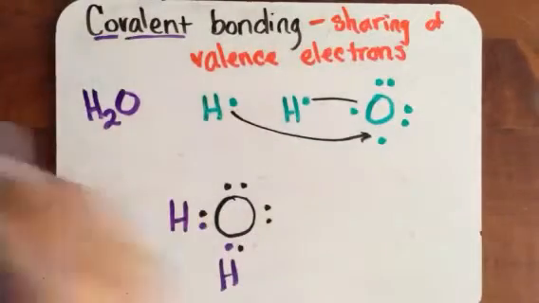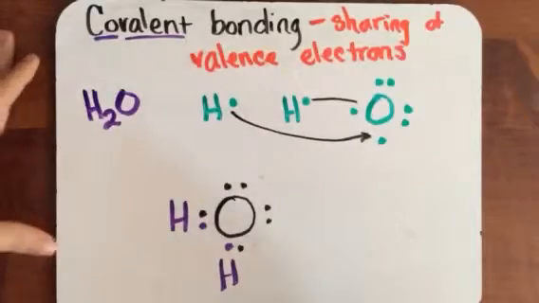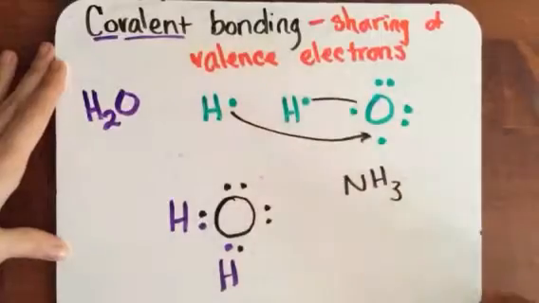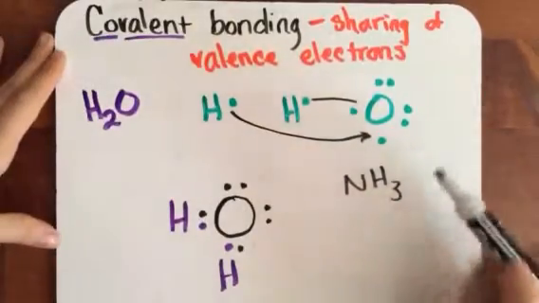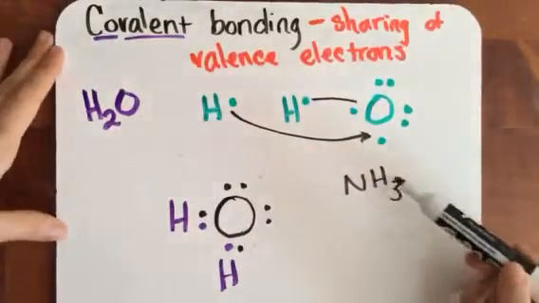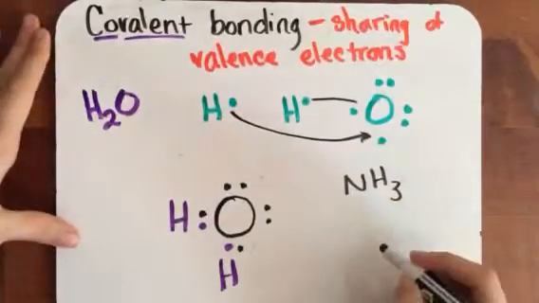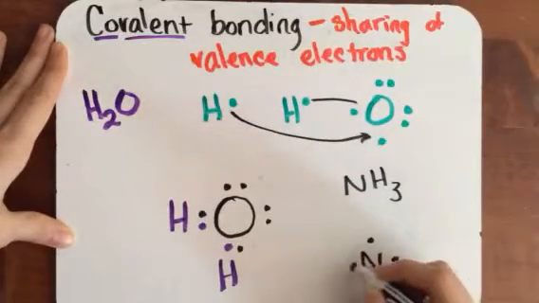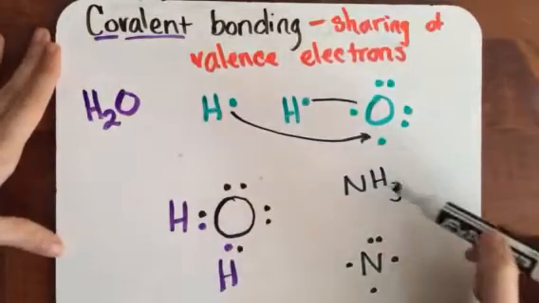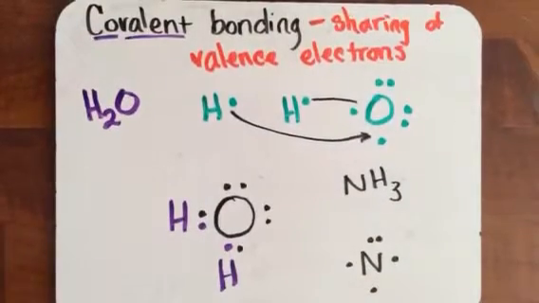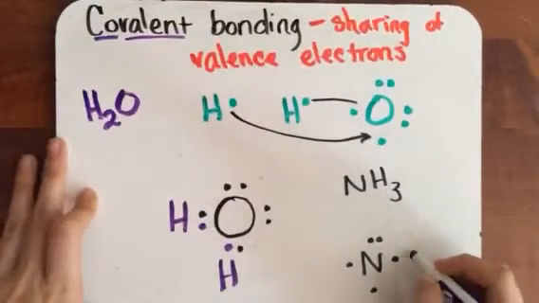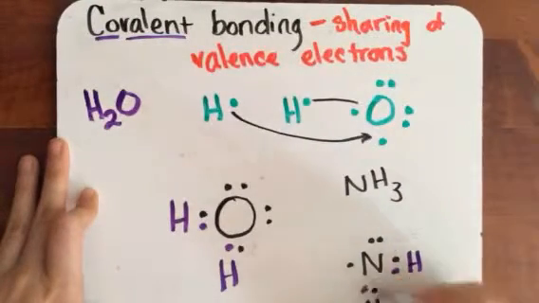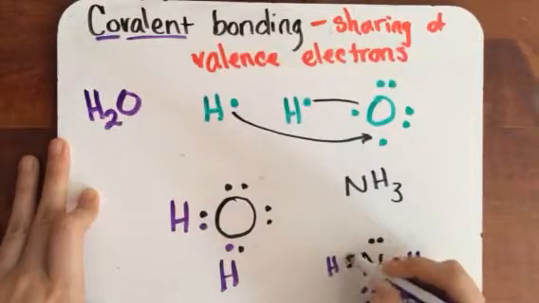Okay, so let's look at another one. Let's do ammonia, NH3. We already know each of those hydrogens, there are 3 hydrogens, each of them has just 1 valence electron. Nitrogen has 5 valence electrons. So these 3 hydrogens can bond very happily with this nitrogen. Here's one that's going to share its electron. Here's another one that's going to share its electron. And here's a third one.